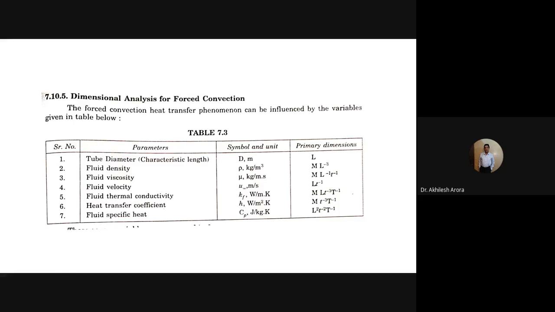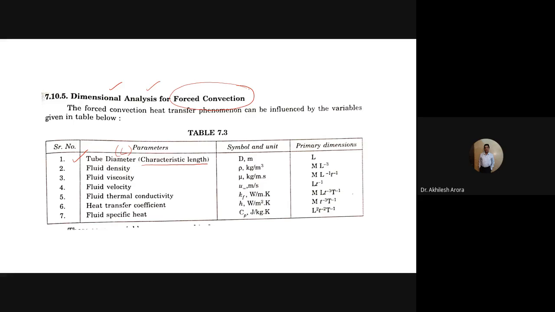So I told you I will be discussing that also. Now, first of all, I am going to discuss the dimensional analysis of forced heat transfer, or forced convection actually. When we talk about forced convection, there are certain parameters on which it depends. The first one is the tube diameter, or you can also call it some characteristic length. So if it is a flat plate, instead of tube diameter, we will take the length of the plate as the parameter which we will consider.